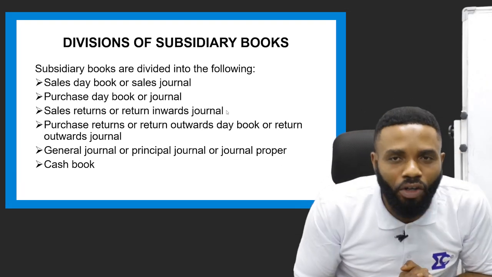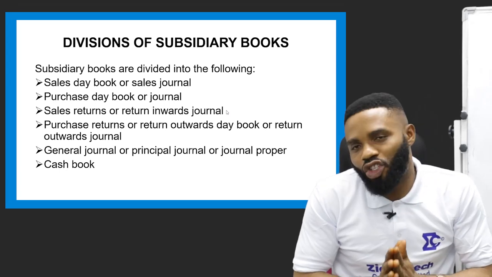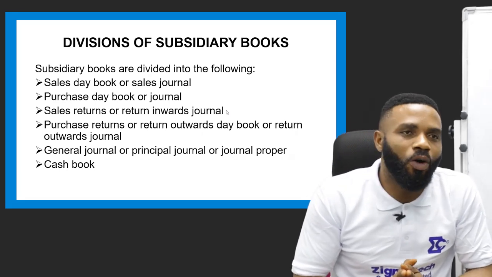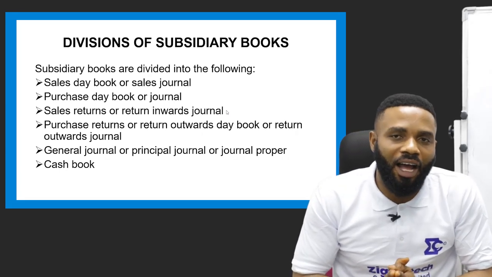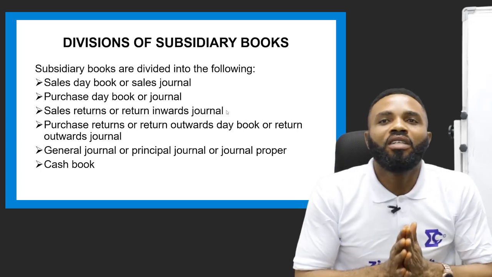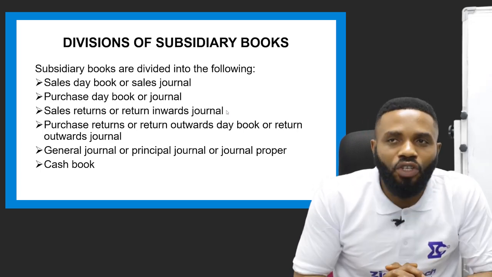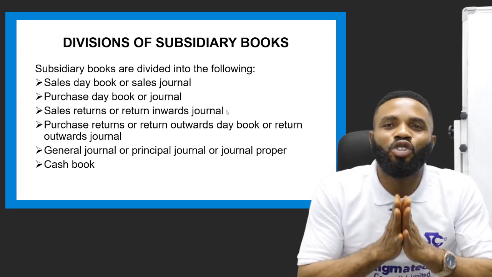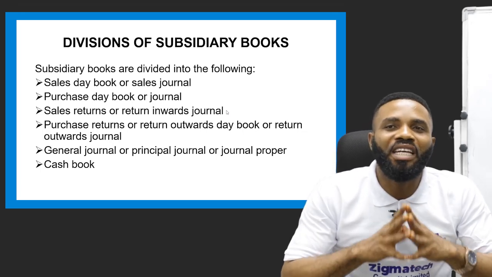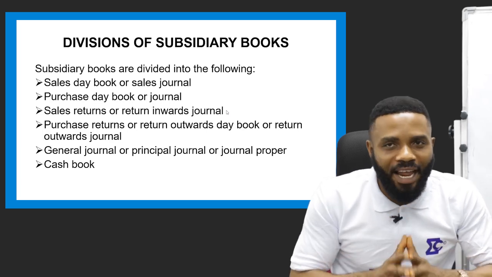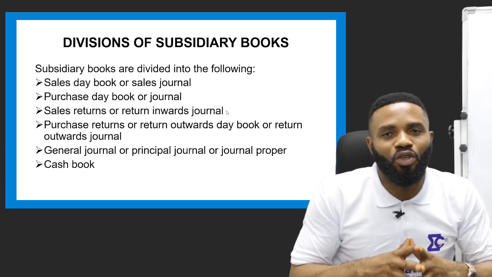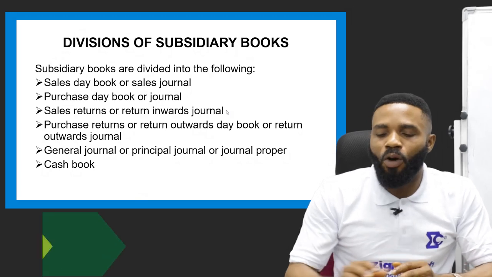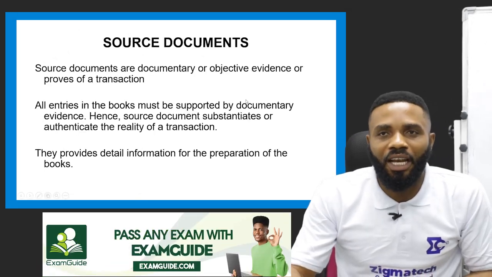And the last but not the least is what? The cash book, which is used to record cash receipts and cash payments. So these are the various divisions of what we call subsidiary books. They are collectively called subsidiary books because they form part of the ledger. They are books where transactions are recorded first before they are transferred to the ledger.